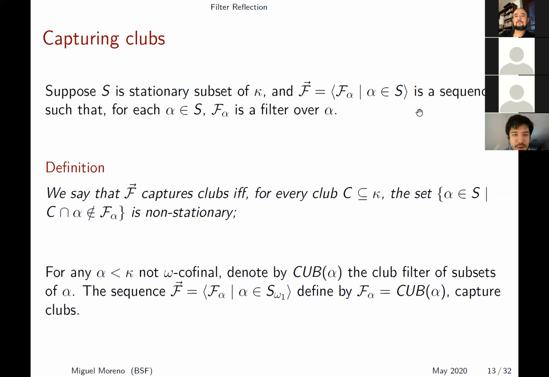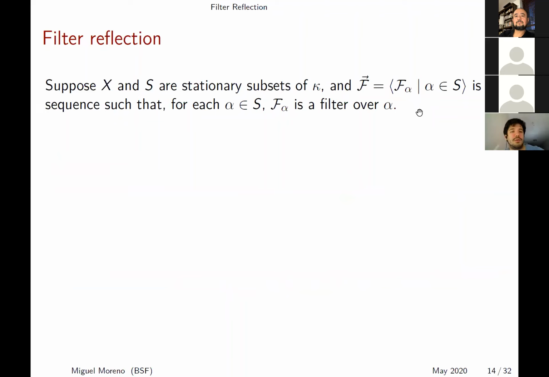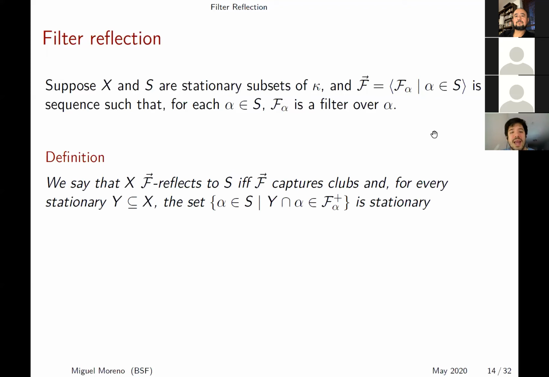Now, if you have clubs, you can talk about stationarity. So now we can talk about filter reflection. Take X and S stationary subsets of kappa, and take a sequence of filters F alpha over alpha. Now we say that F reflects X to S if and only if F captures clubs, and for every stationary subset Y of X, the set of alphas in S such that Y intersected alpha belongs to F alpha positive is stationary.